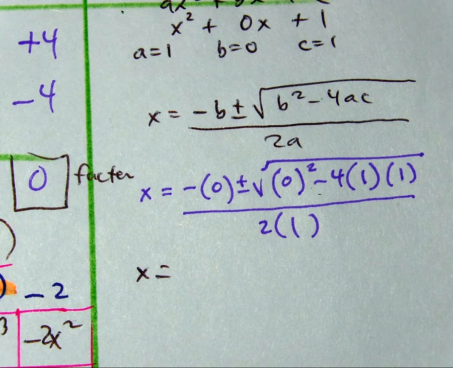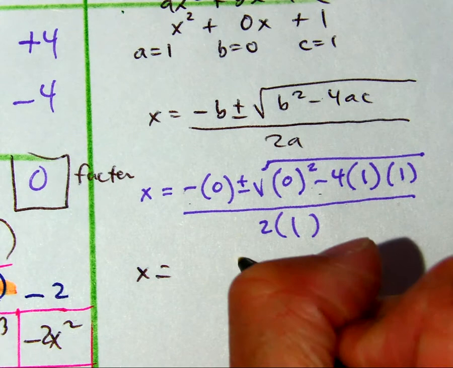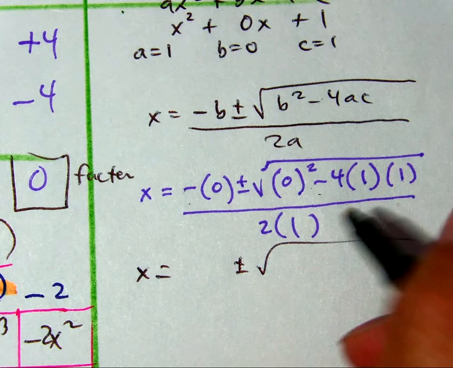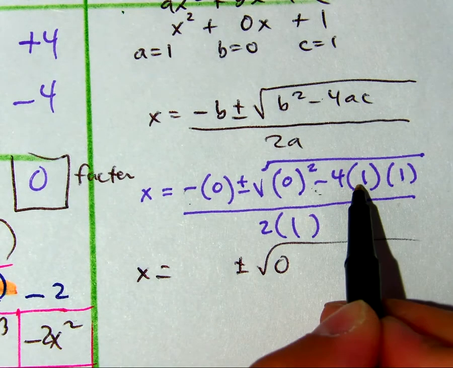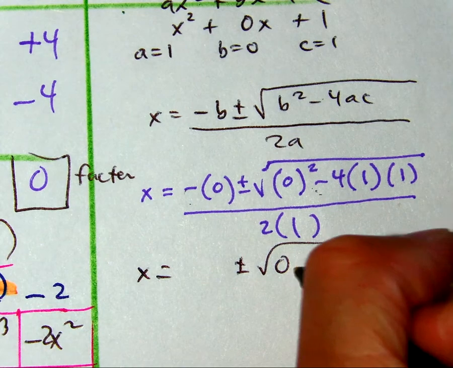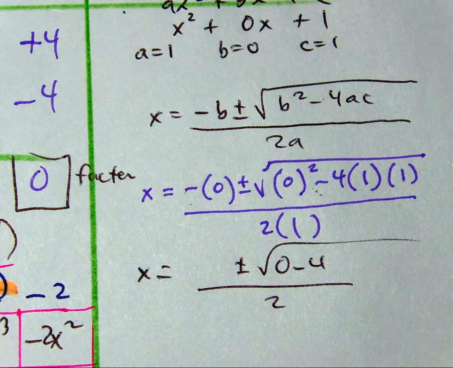Okay, let's do it together. Do I have to write 0? No. So I got a plus or minus 0 squared. Negative 4 times 1. Negative 4. And negative 4 times 1. Negative 4. All over 2. Help us finish the rest, Evelyn.